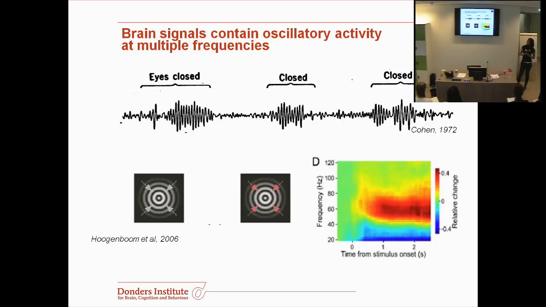Now, a more recent study also showing changes in brain activity was done here at the Donders back in 2006 by Hoogenboom and colleagues. This study showed that when subjects looked at concentric rings moving inwards, there was an increase in oscillations between 60 to 80 hertz, and a decrease in the oscillatory power around 20 hertz. The goal of today's lecture is for you to be able to understand spectral analysis and to be able to interpret this figure here on the right.